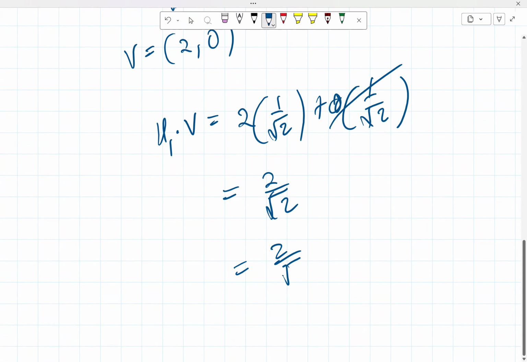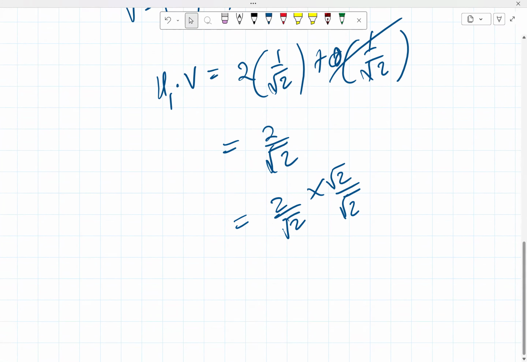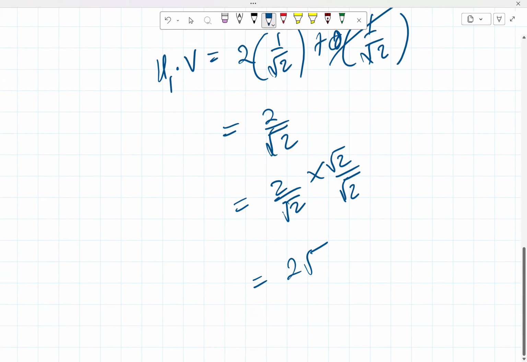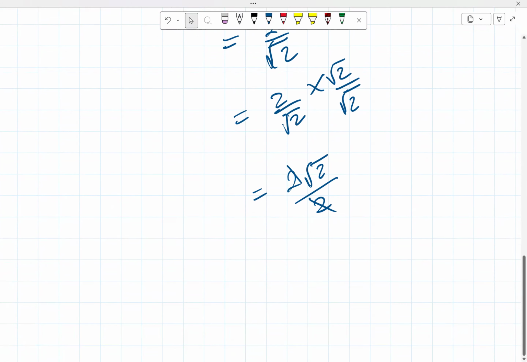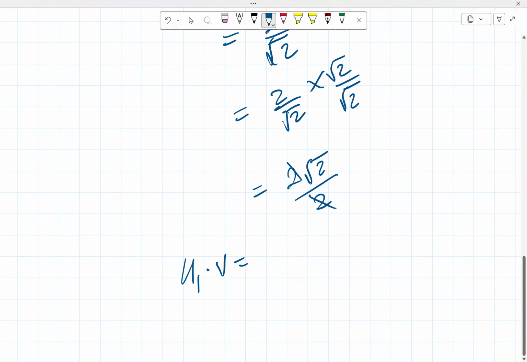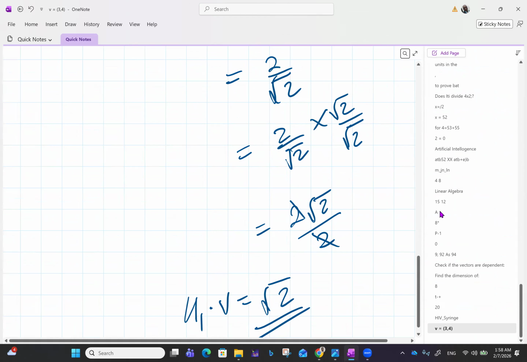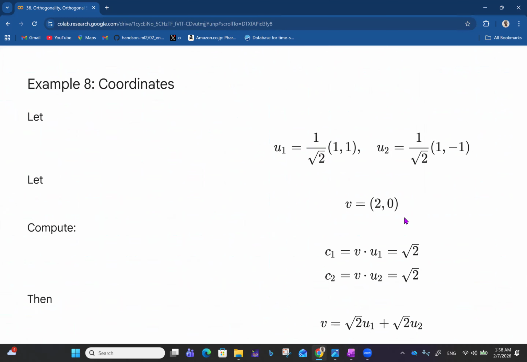We have 2 over root 2 times root 2 over root 2. So this now becomes 2 root 2 over root 4, which is 2 root 2 over 2. So 2 cancels 2, and we see that u1 dot v is equal to root 2. That's how we got that result there, in case you're wondering how that came about. So that's how we got this root 2 here.